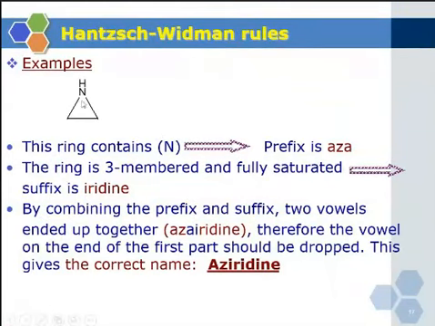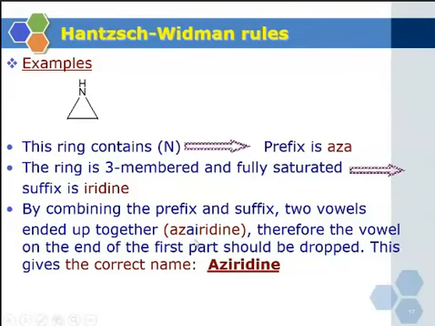Here the prefix is aza. Why? Because this ring contains a nitrogen atom as a heteroatom. Hence, the prefix for this heterocycle is aza. As it is a three-membered and fully saturated ring, the suffix is iridine. Okay.